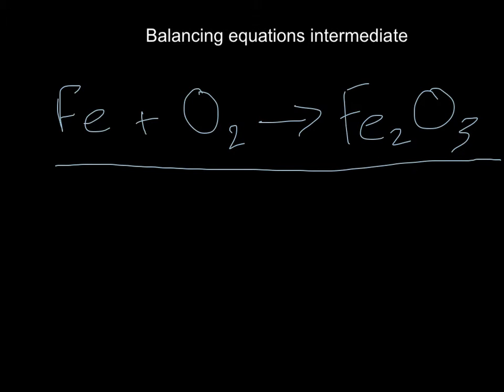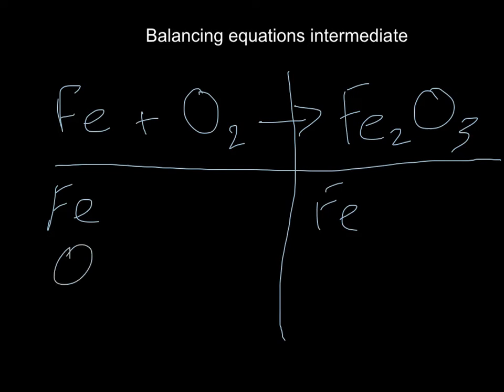So with any sort of balancing equations question, first thing we need to do is set out our grid that we can use to count the number of atoms. So we'll draw our grid first, and then we write down the symbols of the elements on each side. So we've got iron and oxygen only.